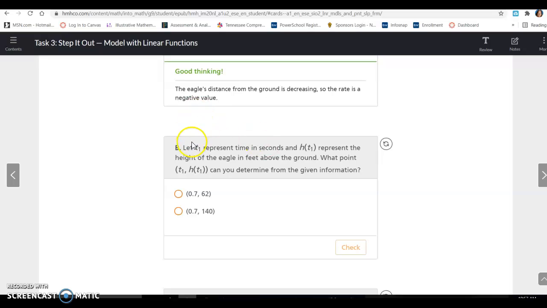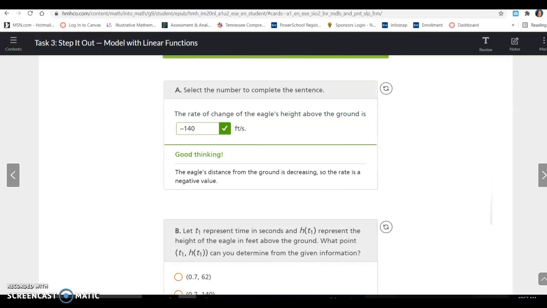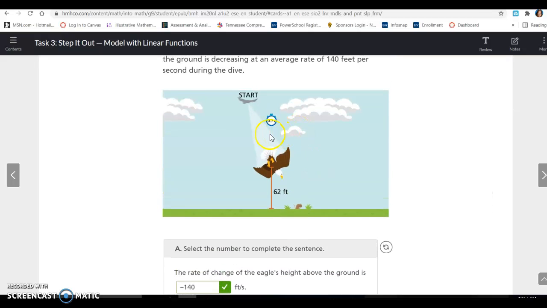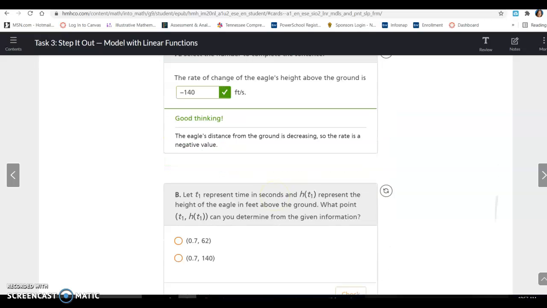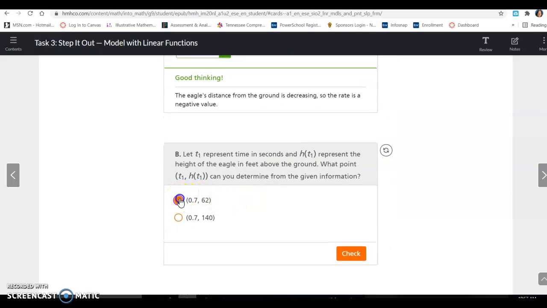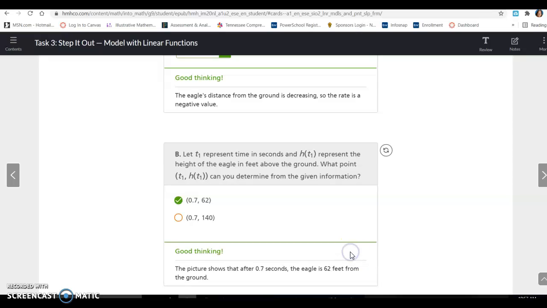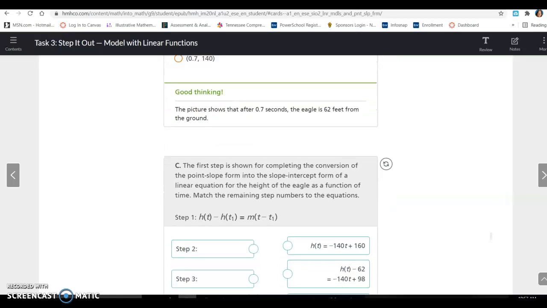All right, it says let t represent the time in seconds, and h(t) represents the height of the eagle in feet above the ground. What point can you determine from the given information? All right, so if you look at the given information, we've got the 0.7 seconds and we've got the 62 feet above the ground. So we know that that is a point on our graph.